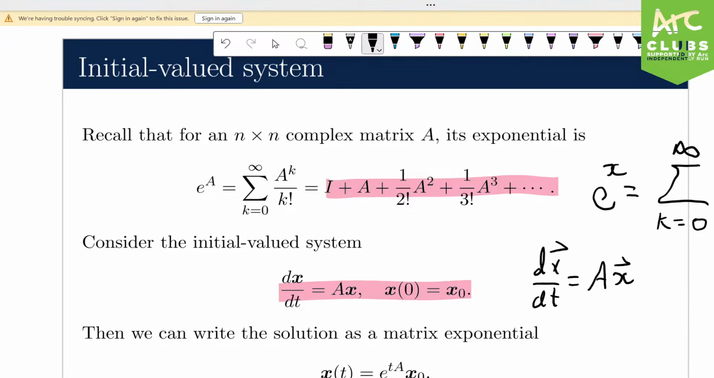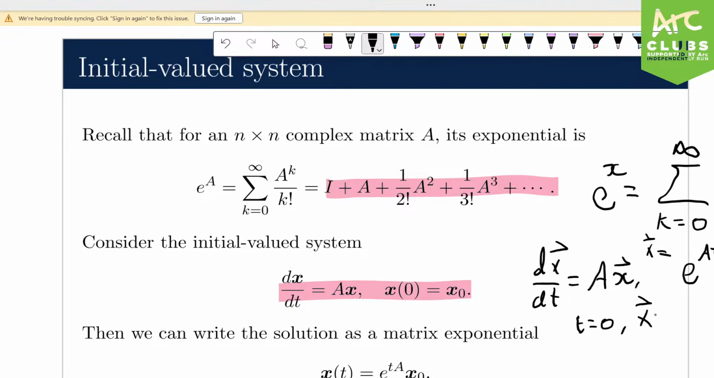This would sort of lead you to thinking, logically, okay, this looks a bit like an exponential. This looks like the exponential equation. So maybe we have e to the at times some constant. And then at t equals 0, we have that x is equal to this thing. Should chuck that in there.